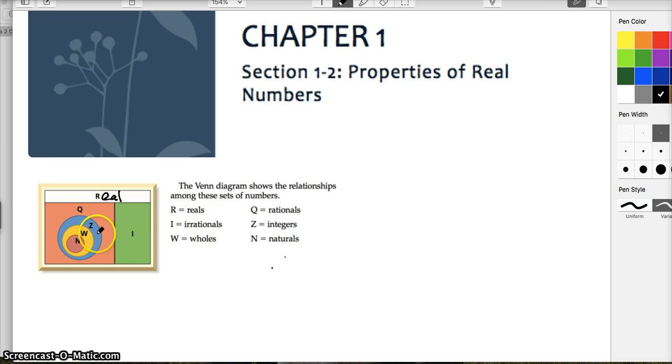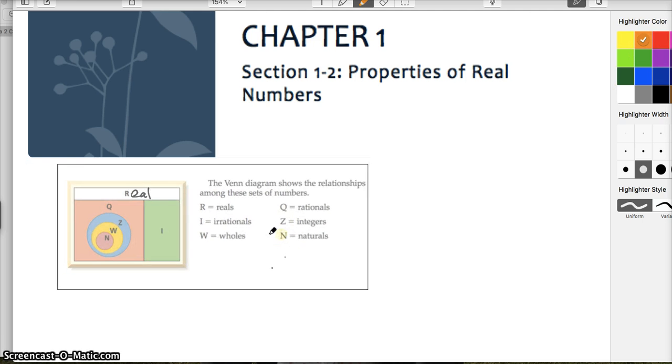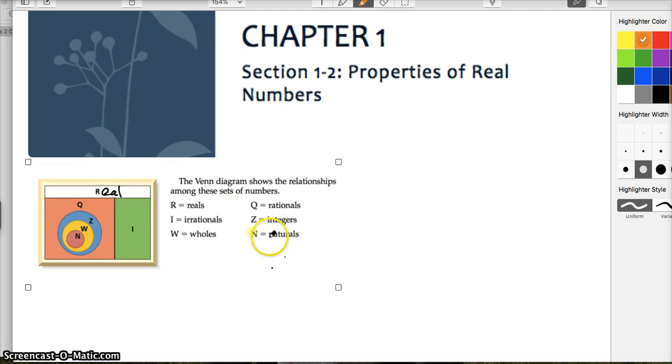The category of real numbers is broken down into two categories: Q, which are the rational numbers, and I, which are irrational numbers. Q rational, I irrational. And then we have Z, which is for integers, W, which is for whole numbers, and N, which is for natural numbers. I'm actually going to start backward and talk about each of these in a backward fashion. I think it'll help you memorize what they are.